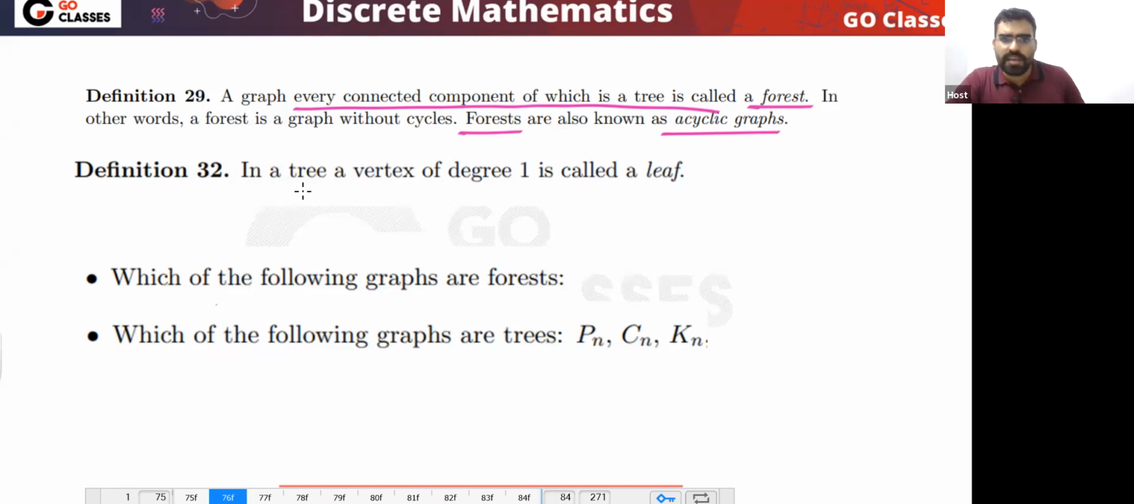And what is next? Remember this: in a tree, a vertex of degree 1 is called a leaf. A vertex of degree 1, we call it a leaf. So which of these graphs are trees?